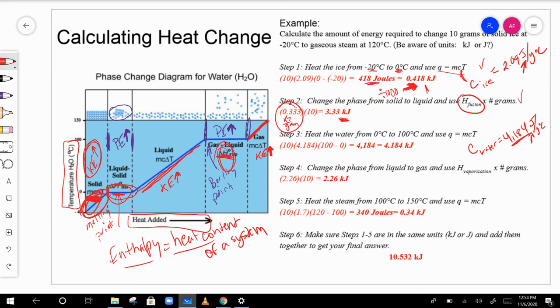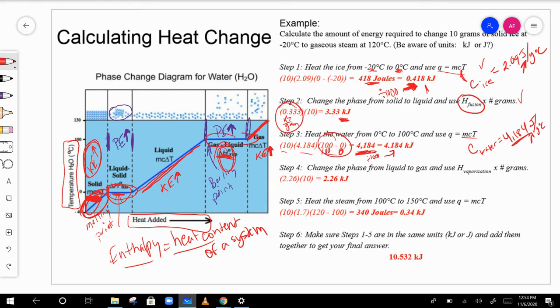Step three, now we have liquid water, so we're using Q equals mc delta T again. The M is 10, C is 4.184, delta T is 100 minus 0. The reason we're using 100 minus 0 is because we're going to heat it from the freezing point to the boiling point, 0 to 100. We get this many joules, and we divide by 1,000 to get kilojoules.